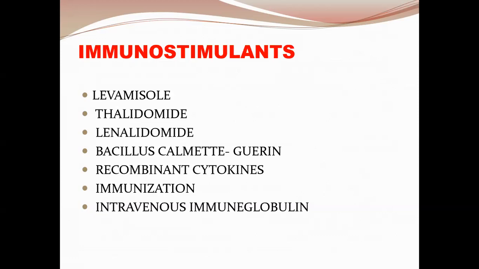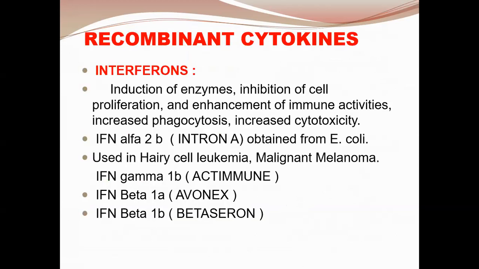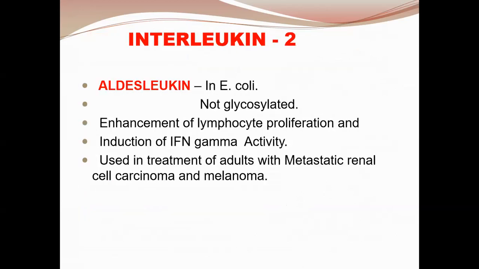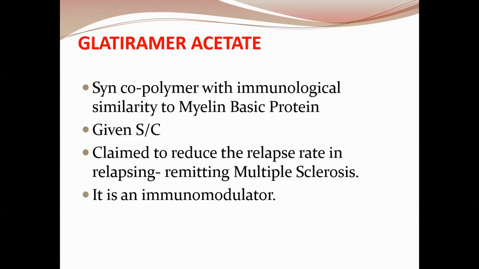So with this, we have covered the immune suppressants, which are the mainstay in the treatment of graft host rejections, and the immune stimulants, especially in immune deficiency syndromes. And then we have the immunomodulators, which are used in autoimmune disorders, like the glucocorticoids. And the last drug is glatiramer acetate, which is an immunomodulator claimed to reduce the relapse rate in relapsing remitting multiple sclerosis.